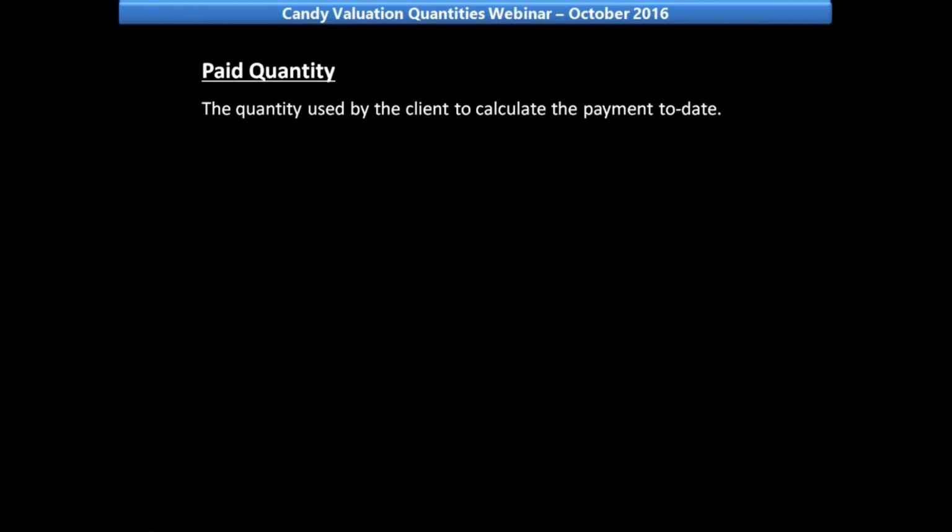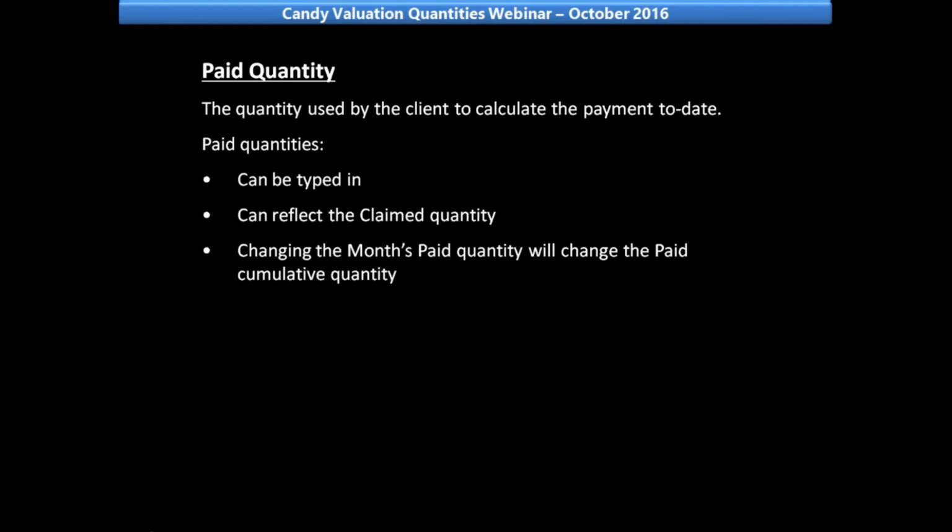Paid quantity is the quantity used by the client to calculate the payment to date. My paid quantities can be typed in, can reflect the claim quantity. Changing the month's paid quantity will change the paid cumulative quantity.